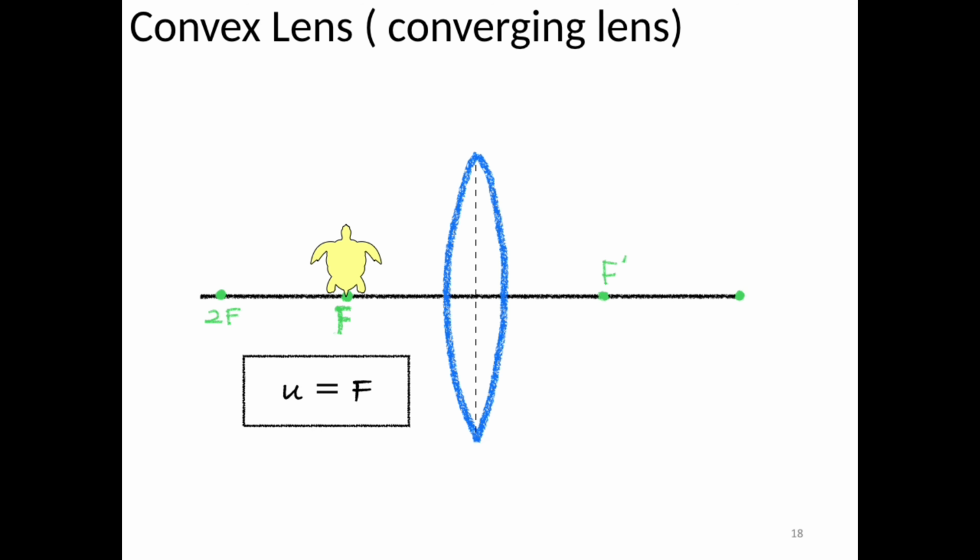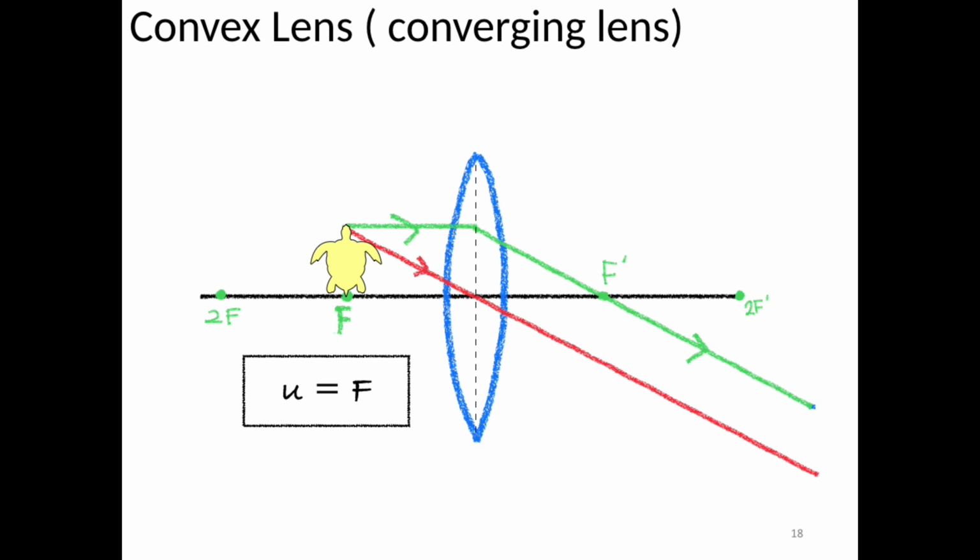So what will be the first line? Okay, so just the same with the other. The first ray is parallel to the principal axis and bends towards F. For the second one, we cannot draw the second line since the object is at F. So we draw the third one, passing straight through the center of the lens.